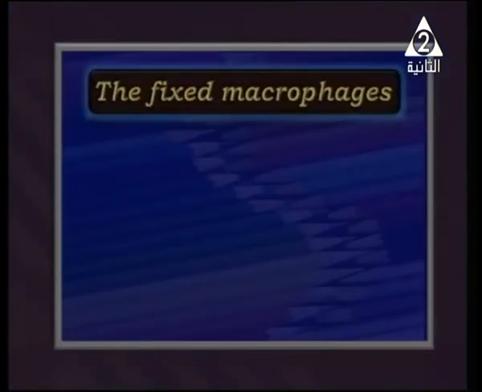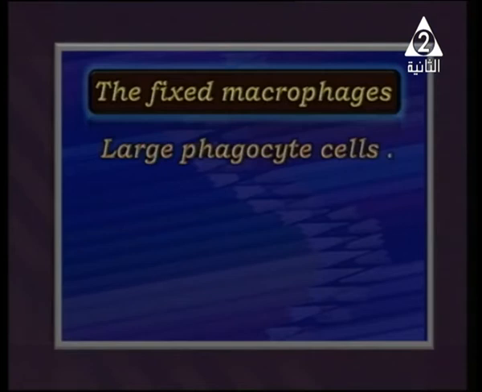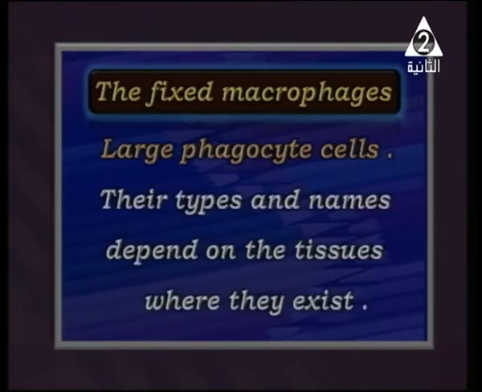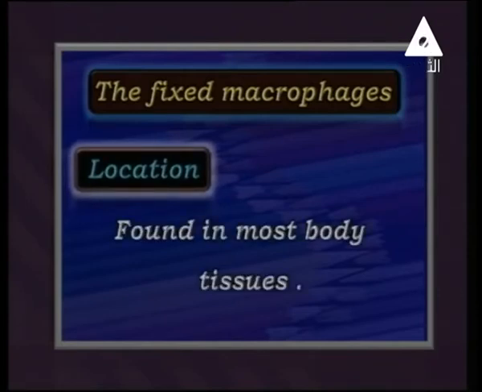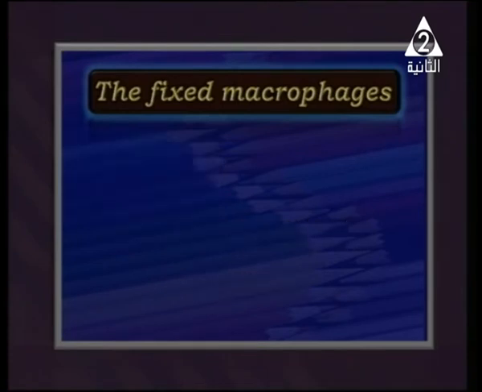Number one, the fixed macrophages. Actually, they are large phagocyte cells, relative to the other cells. Their types and names depend on the tissue where they exist. They are found in most body tissue, so they are spread all over your body.